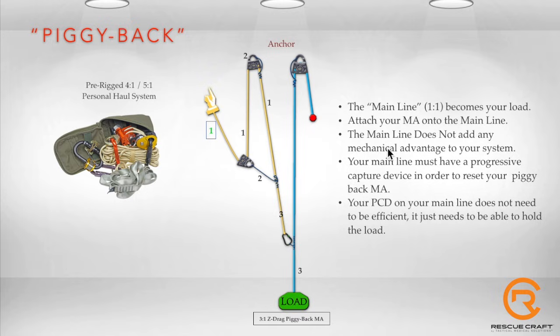Lastly, we're just going to talk about piggybacking. So this is pretty common too. This is a 4-to-1, 5-to-1 system. That's the Phantom Haul kit. You can see an Aztec version of that with a little bit bigger diameter that you'll see some teams using.